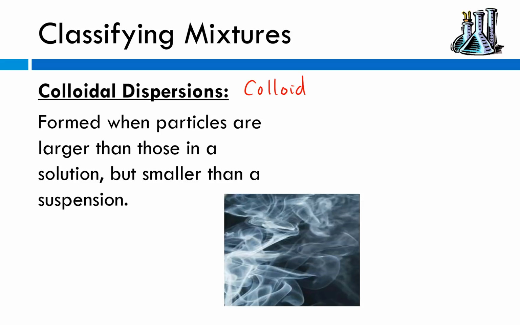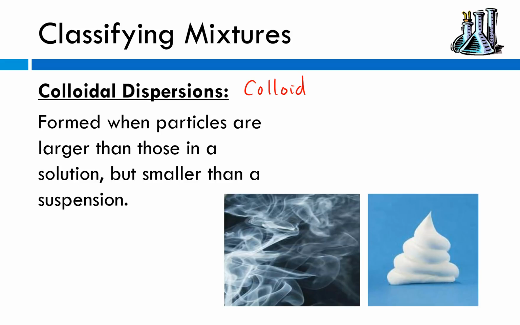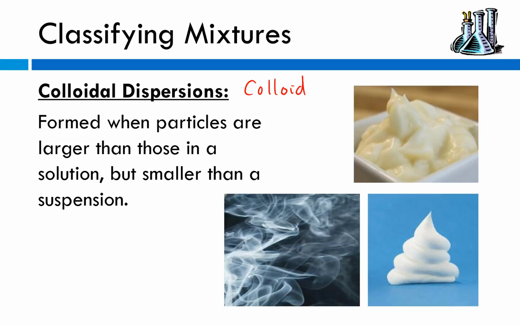So the idea or the example of smoke, you've got really tiny particles of solid that are distributed through the air. Something like whipped cream or shaving cream, you have kind of like a liquid medium with a lot of air or carbon dioxide pumped into it. Same idea. Eventually that's going to settle out and kind of go flat. A lot of your food products tend to be colloidal dispersions or colloids. Mayonnaise and butter are 2 examples of that. So you've got solute particles that are too big to be considered a solution, but too small to be considered a suspension.